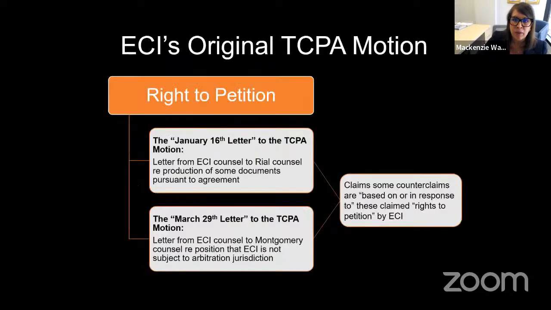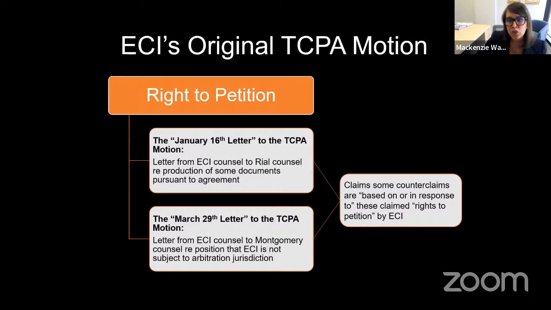Turning to the TCPA motion, it's important to highlight that the basis for the TCPA motion is the right to petition, and that the right is allegedly based on two letters. The first, the January 16th letter to the TCPA motion, which is a letter from ECI's counsel to me regarding the production of some documents pursuant to an agreement when we were seeking to mediate. And that's the 10,000 or 11,000 pages that we've discussed in multiple other hearings, Judge.